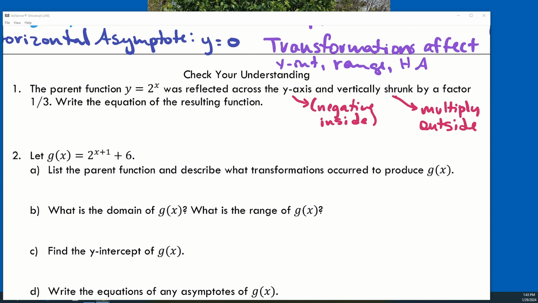Okay, so we have a brand new function. I just want to call it something else. So I'm going to call it f of x. All right, I know we have 2 because the base has to stay like the parent function base. And then to reflect on the y-axis, it's going to raise it to the negative x. And then to vertically shrink by a factor of 1/3, it's going to get multiplied by 1/3 on the outside. And that's it.